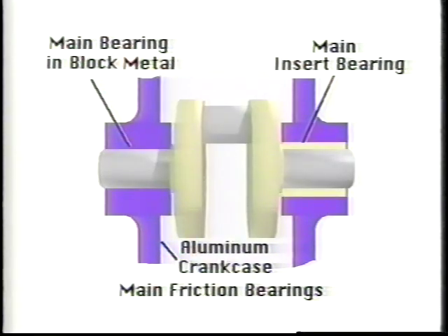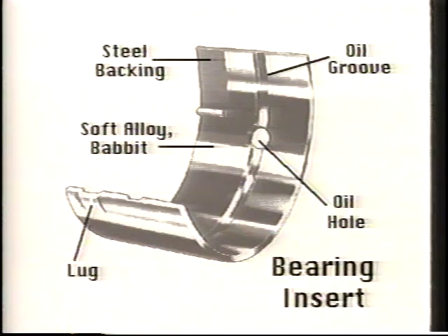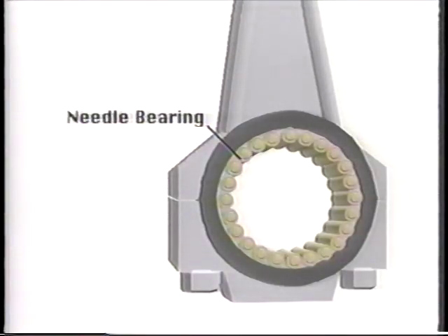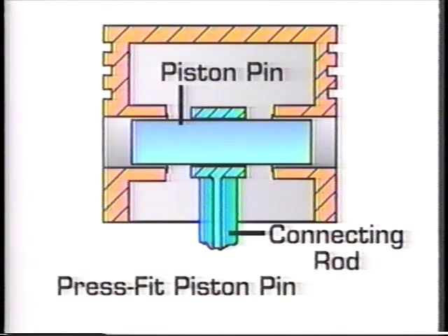Main and rod bearings can be classified as friction or anti-friction bearings. With friction bearings, two smooth bearing surfaces operate with a thin layer of oil between them. The bearing may be made as part of the rod or crankcase, or it may be an insert with a soft metal alloy outer layer on a steel backing. Oil grooves and an oil hole feed lubrication into the bearing clearance. With anti-friction bearings, either ball or needle bearings fit between the two spinning parts.